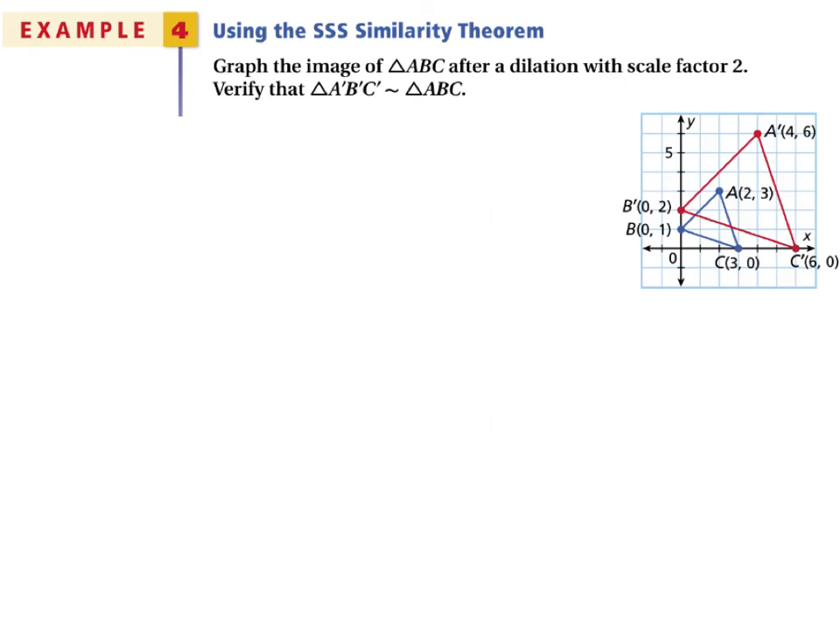In example 4, we have to use the side similarity theorem. So graph the image of triangle ABC after a dilation with a scale factor of 2. Verify that triangle A', B', C' is similar to triangle ABC. Now you will be given the blue triangle. If we multiply everything by 2, which I'm not going to show that work, that's easy, you get the red triangle, which is A', B', C'. We want to verify that they are similar.